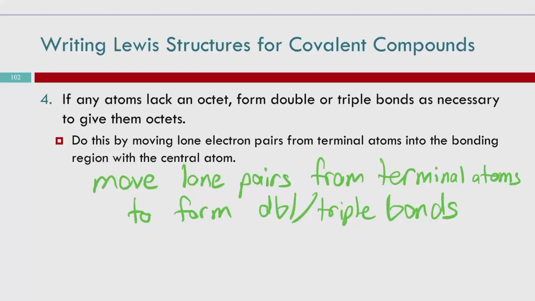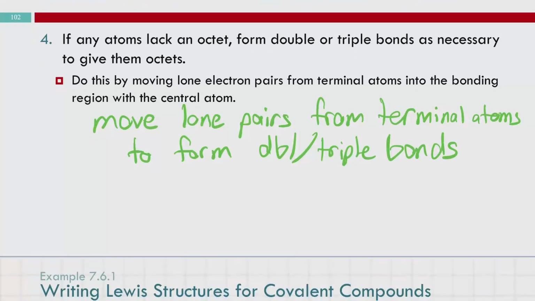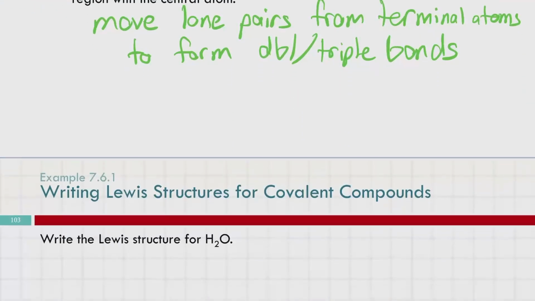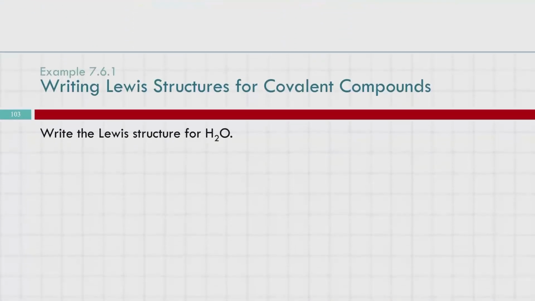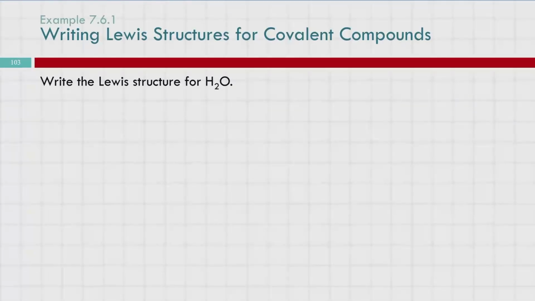We will do some examples, so if you're confused about the steps in the abstract, that's okay. We're going to go through, I'll talk through the steps. Lewis structure for H2O. We've got 2 hydrogens, we've got 1 oxygen. We need to lay out the skeleton.